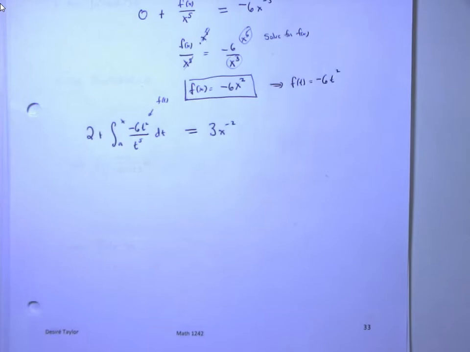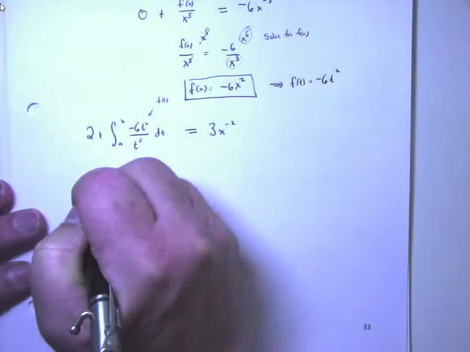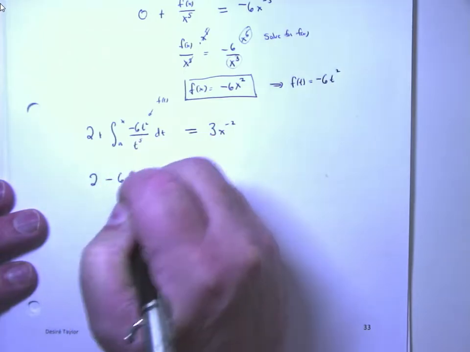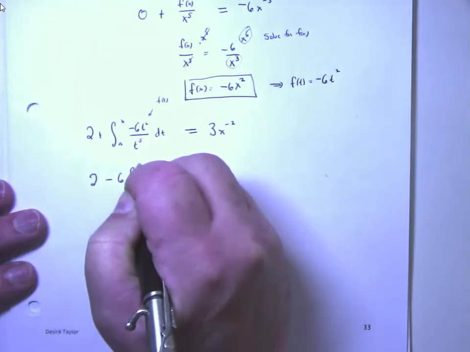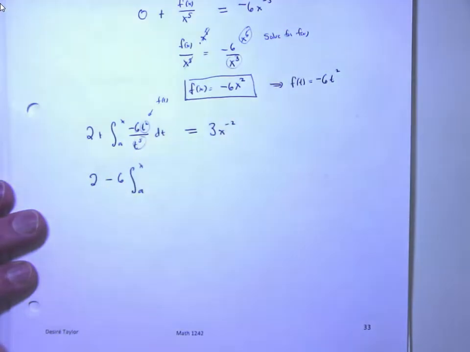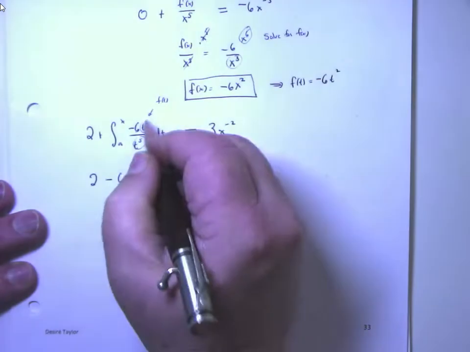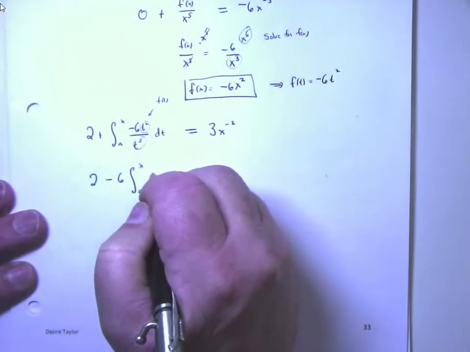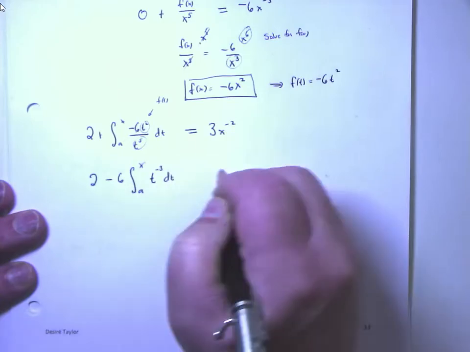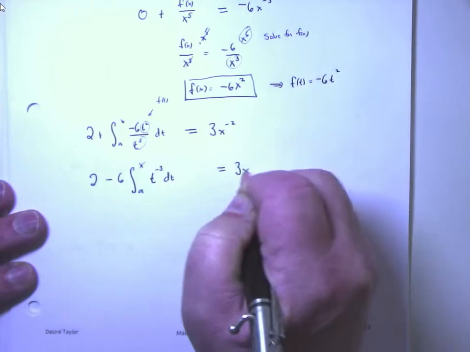Now, the next thing I'm going to do is clean it up some more. This gives me 2. Now a constant, what does a constant do with an integral? Where does it go? Out front. That'll be minus 6 times the integral from a to x of, now what is t squared divided by t to the fifth? Well, when you divide, you subtract exponents, that'll be t to the negative 3 dt. And remember, that's equal to 3x to the negative 2.